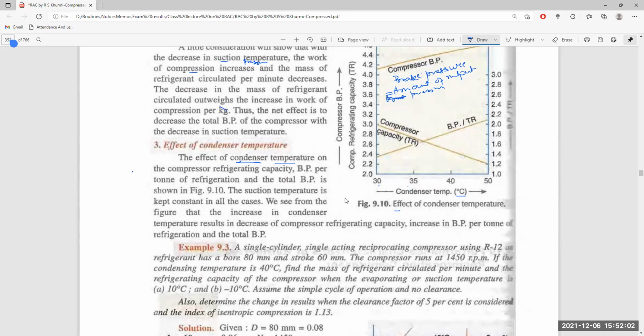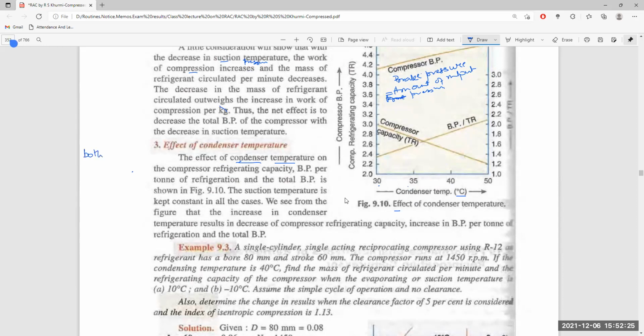That is, the compressor is consuming more power to do the same work output, the same COP of the compression. So both the effect of suction temperature and discharge temperature has a negative effect on the refrigerating capacity.